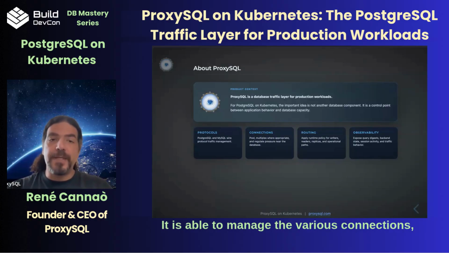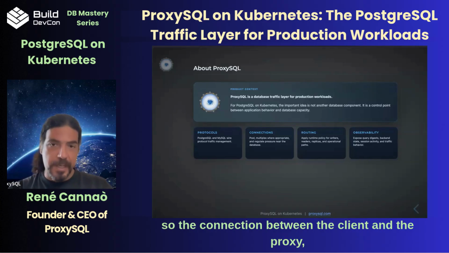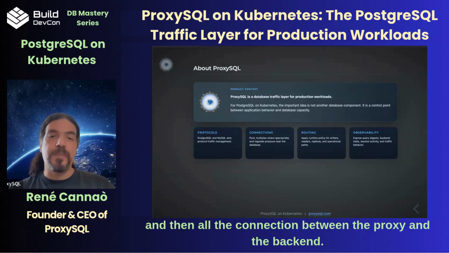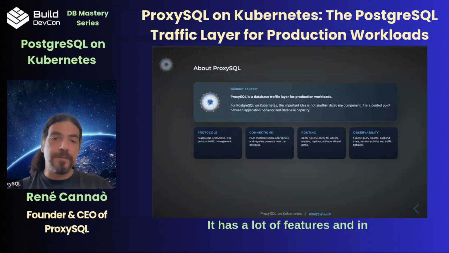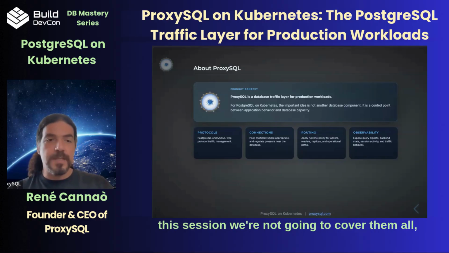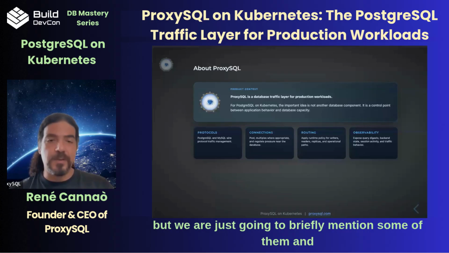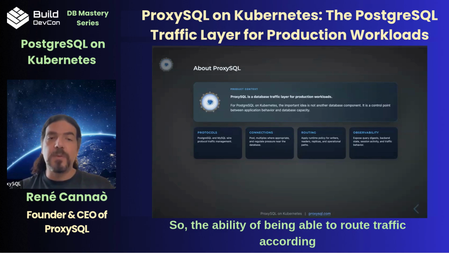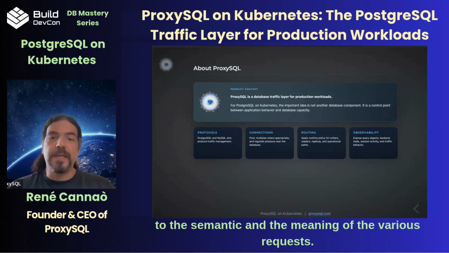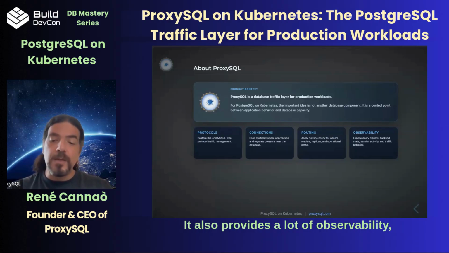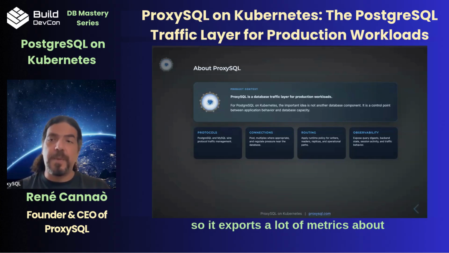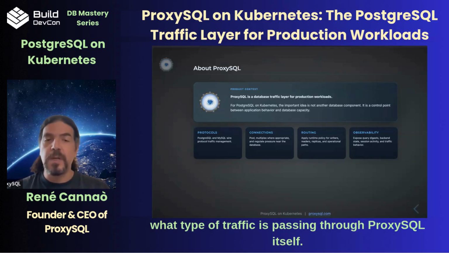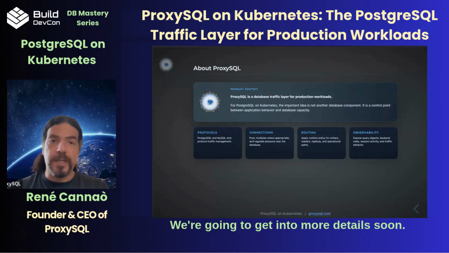It is able to manage the various connections, so the connection between the client and the proxy, and then the connections between the proxy and the backend. It has a lot of features, and in this session we're not going to cover them all, but we're just going to briefly mention some of them. Probably the most relevant in this context is routing, the ability to route traffic according to the semantics and the meaning of the various requests. It also provides a lot of observability, so it exports a lot of metrics about what type of traffic is passing through ProxySQL itself. We're going to get into more details soon.